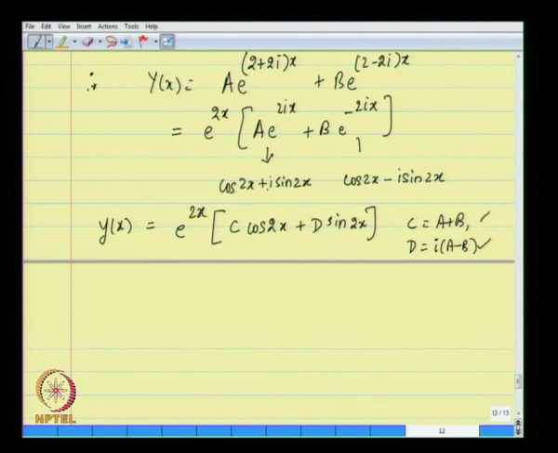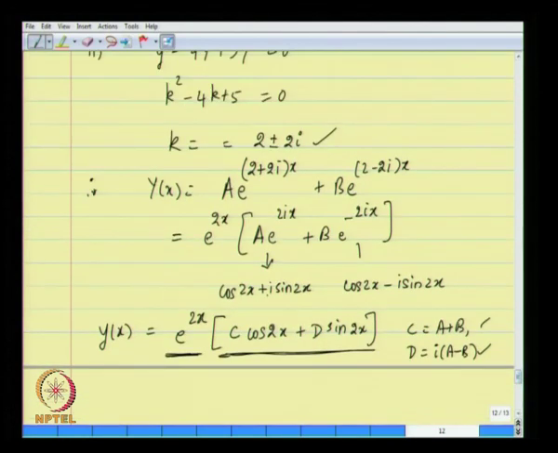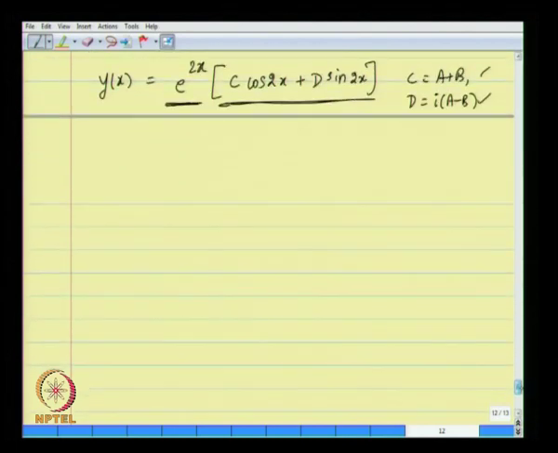But you have an oscillatory term with a growing exponential. That is because the real part is positive. If the real part is negative, you will have a decaying exponential, but oscillatory. So this is what happens if the coefficients k1 and k2 are imaginary or complex.